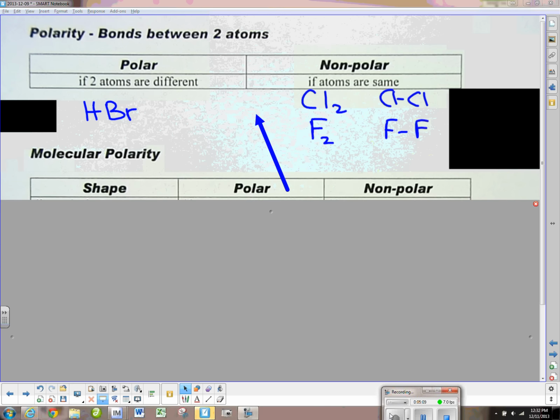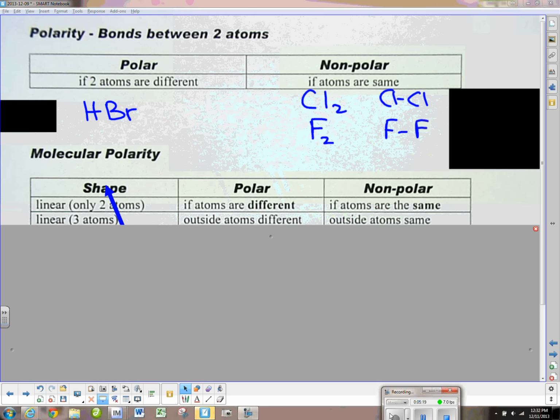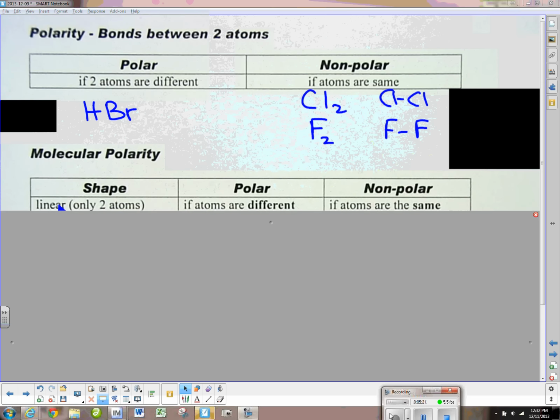That's where things are going to get tricky, and a lot of people missed that today because we didn't have enough time in class to go through it. So here we go. Shape. A linear shape that has only two atoms is always going to be polar if the atoms are different, and a nonpolar molecule if the atoms are the same.